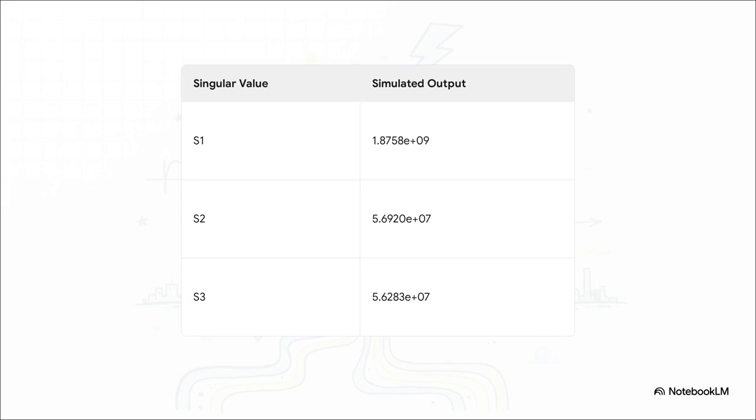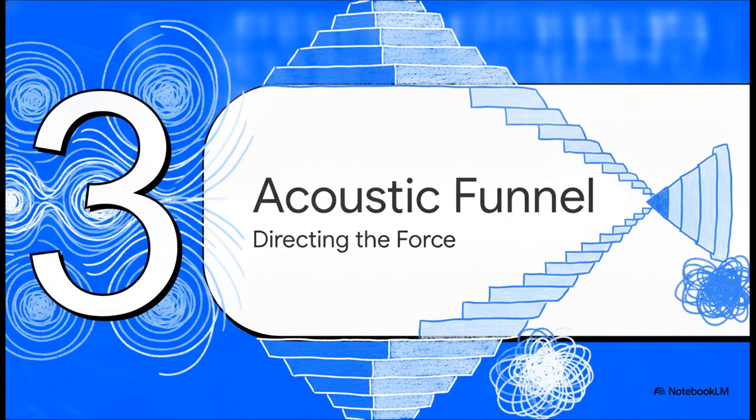The Python script generates 3 exact singular values, S1, S2, and S3. Look at S1. It is massive, sitting at roughly 1.87 times 10 to the 9th power. These numbers represent the raw, unfocused stress matrix variables derived from the structure before any energy is directed or utilized. It's basically the baseline potential. Which brings us to Section 3, the acoustic funnel effect, directing the force.